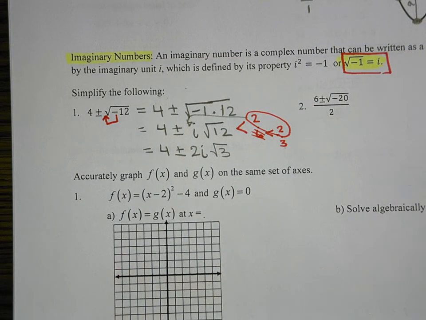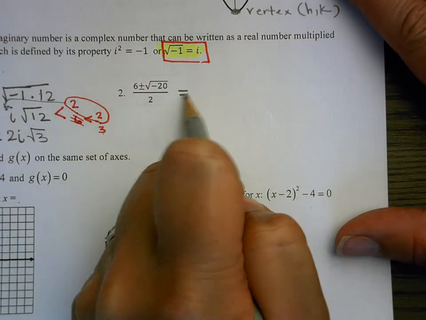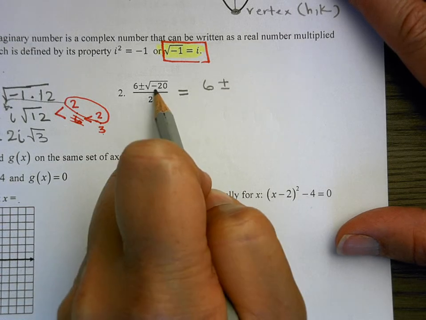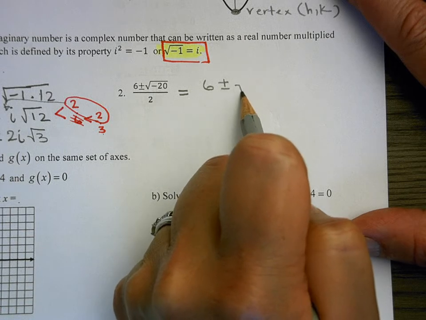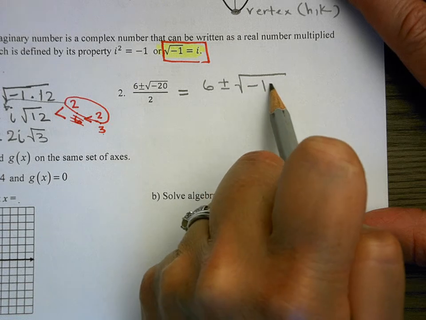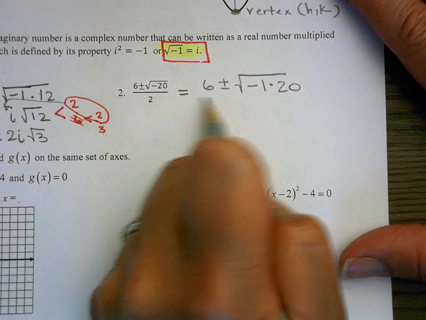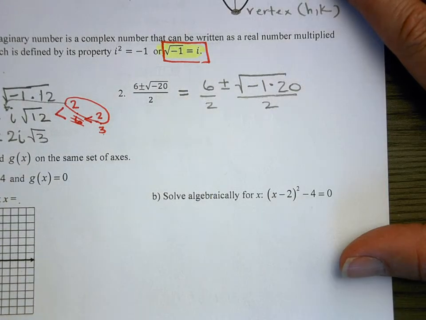All right, so let's go ahead and take a look at question number 2. So for this one right here, I have that 6 plus or minus. And then remember that negative 20 is the same as negative 1 times 20. And then this is all divided by 2, so I'm going to go ahead and split that up and separate it, something like that.